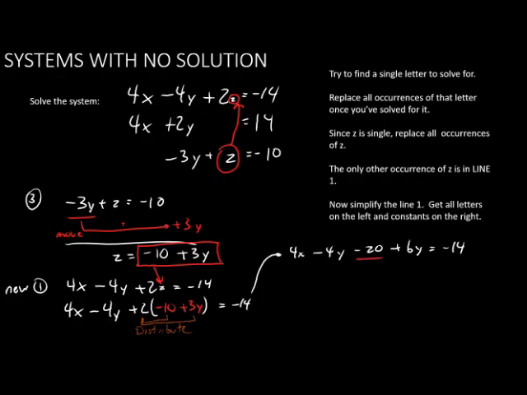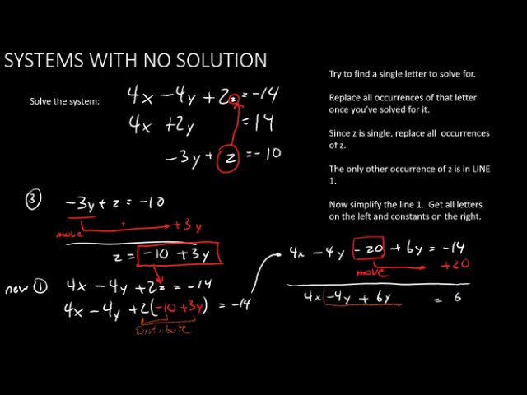Since we have a constant of negative 20 on the left, we will need to move that to the right. When we move it, it will become positive, and on the right we will have negative 14 plus 20, giving us positive 6. The left will still have 4x minus 4y plus 6y. Then we can combine the y terms, negative 4y and positive 6y. When we do so, this will give us 2y, along with the 4x equals 6. This will be our new line 1.